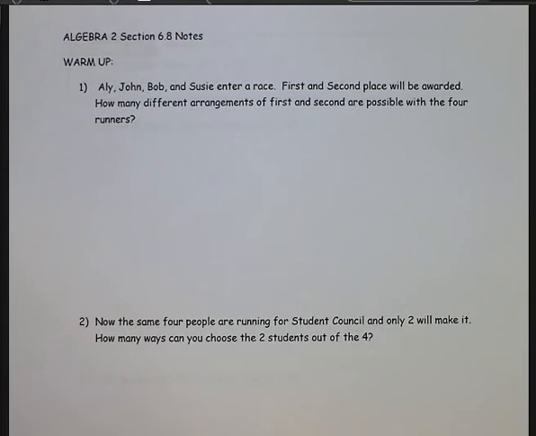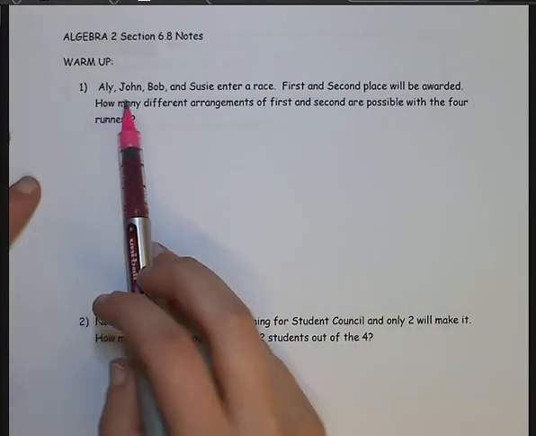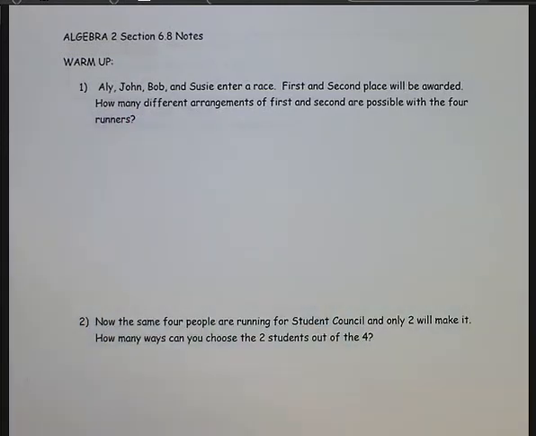So we have this situation where Allie, John, Bob, and Susie enter a race. First and second place will be awarded. How many different arrangements of first and second place are possible with the four runners? Okay, so the order does matter here. We want to know who's in first place and who's in second place.